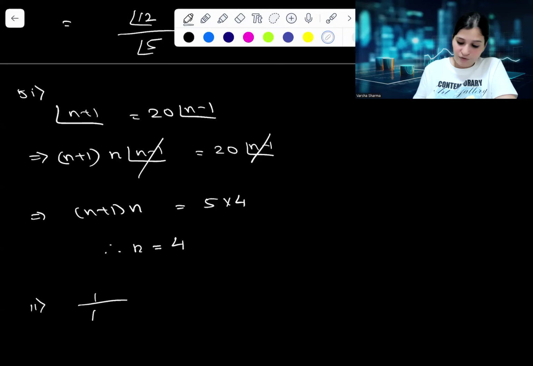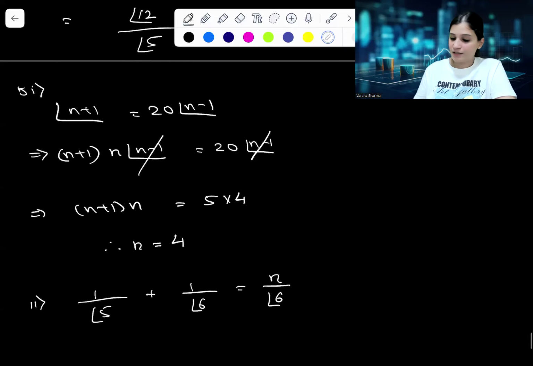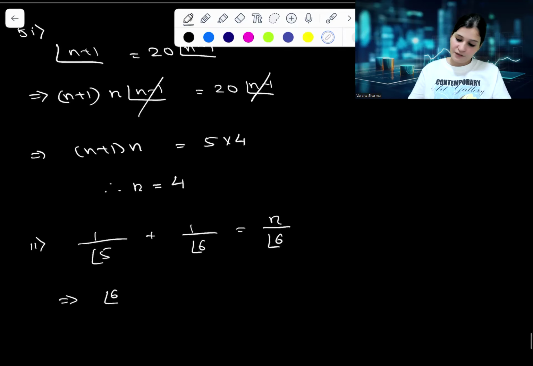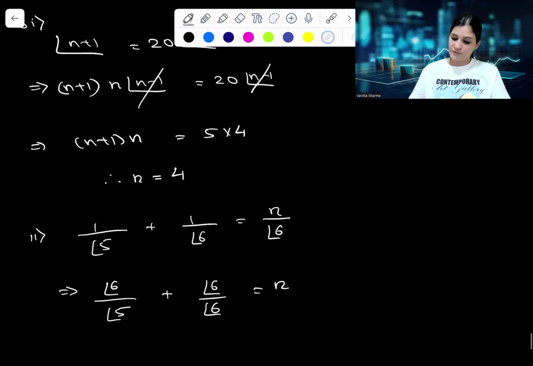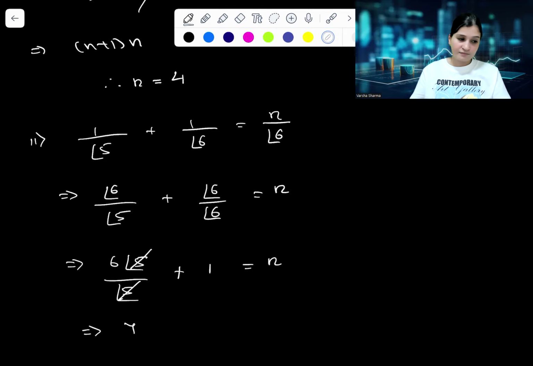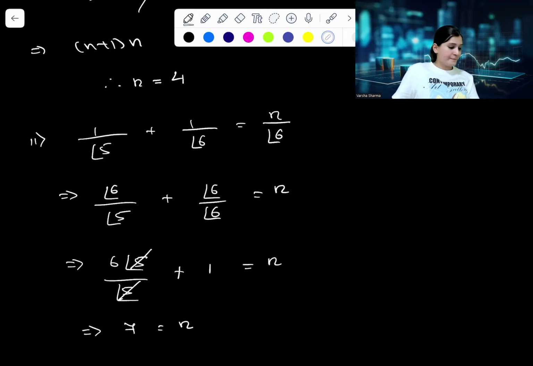Second, 1 upon 5 factorial plus 1 upon 6 factorial equals n upon 6 factorial. So bringing the 6 factorial from the right hand side to here, 6 factorial by 5 factorial plus 6 factorial by 6 factorial. So this is 6 into 5 factorial by 5 factorial, plus 1, equal n. Gets cancelled. Answer is 7. Yes, ma'am. Any doubts? No, ma'am.